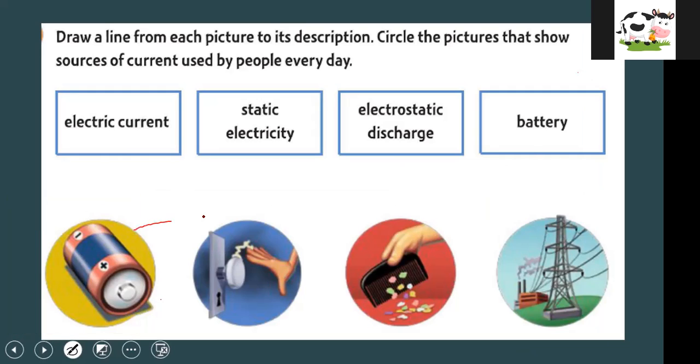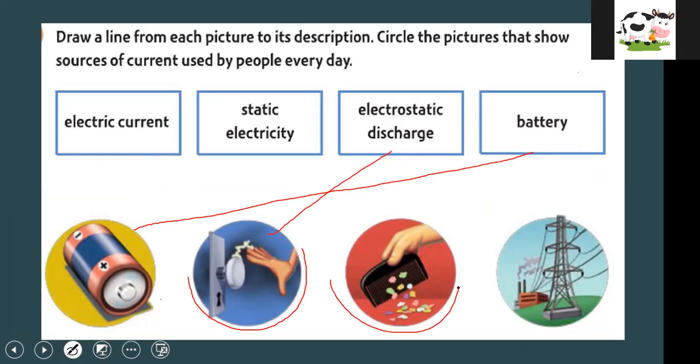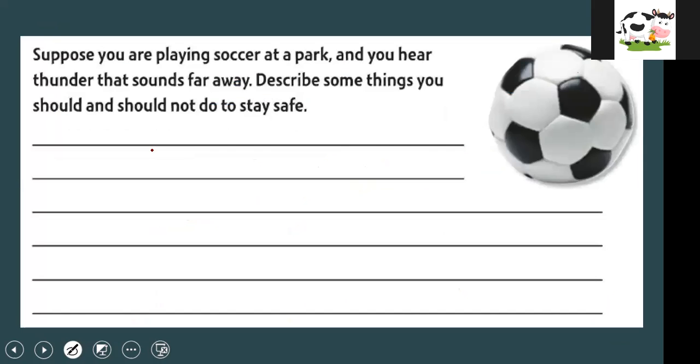All right, so this is the battery. And what is this one here? Static electricity. Actually, that's good, but what's exactly happening? Discharge. Yeah. And what's this one? Static electricity. Yeah. And then this one? Electric currents. That's very obvious because it's the last one. I don't even need signs for that.